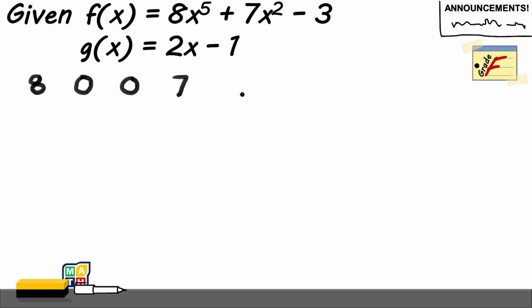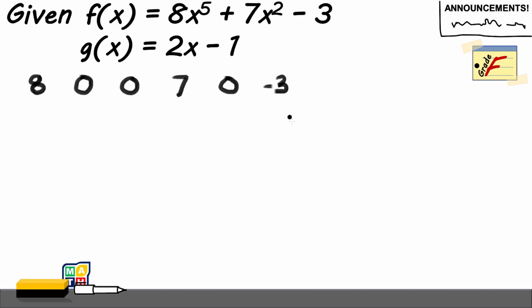Again, we cannot place here minus 3 because we still have x, and that's 0x before you place here minus 3. So this is 8x to the power of 5 plus 0x to the power of 4, which is just 0. 0x cubed is 0, plus 7x squared plus 0x, or just 0, and then minus 3.